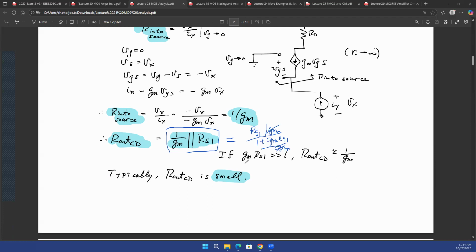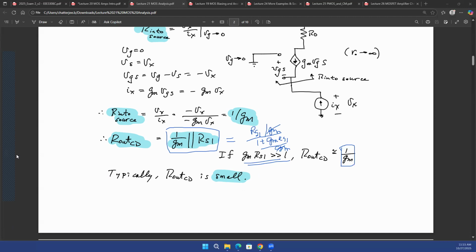So if gm RS is much, much larger than 1, then 1 plus gm RS will be almost equal to gm RS. In the numerator, you have RS, so your Rout is going to be almost equal to 1 over gm. Another way of saying that is: if the RS resistance is very, very high, then gm times RS will be much, much higher than 1, and your Rout will be almost equal to 1 over gm.